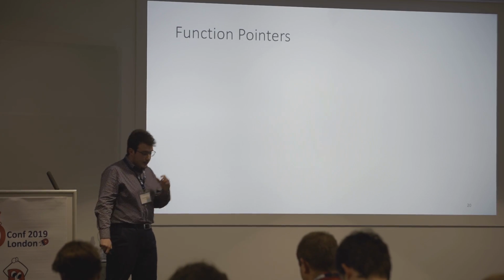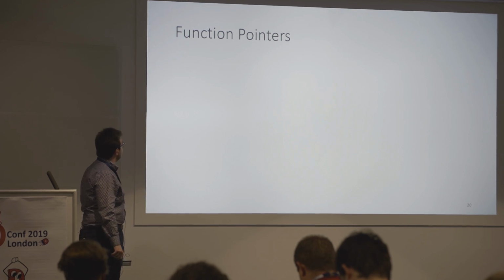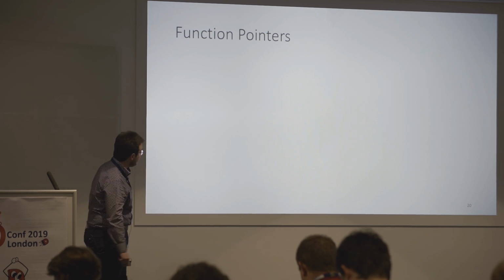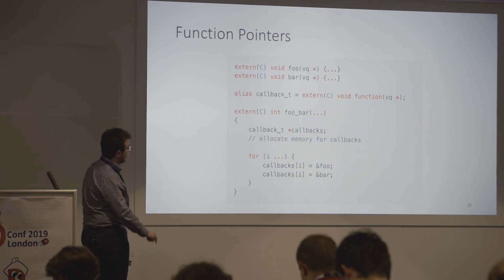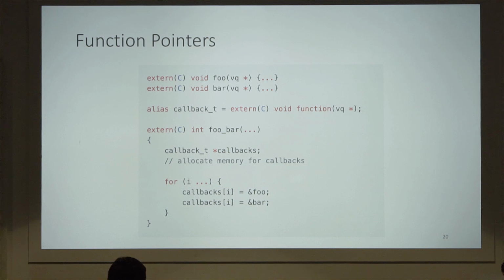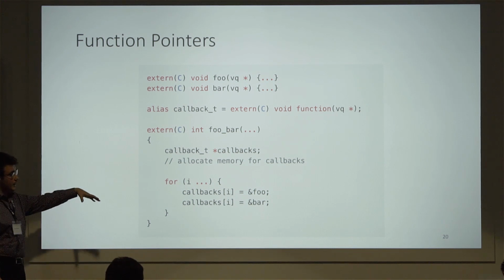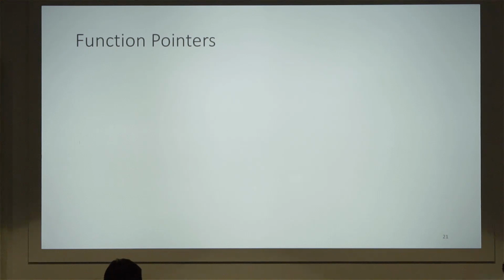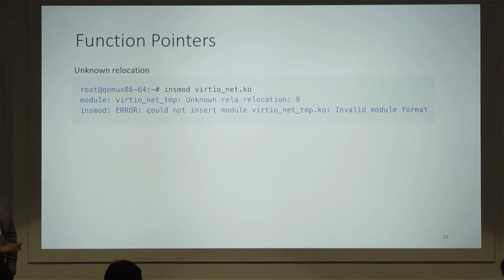Another problem that we had was when we wanted to use function pointers in D. We had an array of function pointers that we iterated over and initialized each pointer with the address of a function. After we've done that, we could no longer insert our module because it had an invalid format. And the unknown relocation was issued.